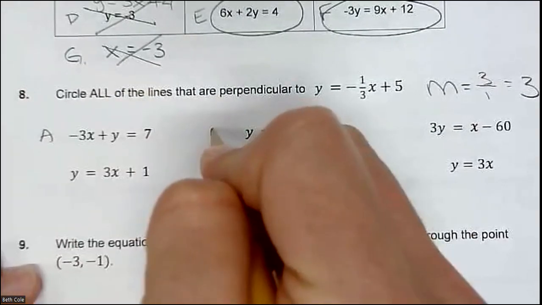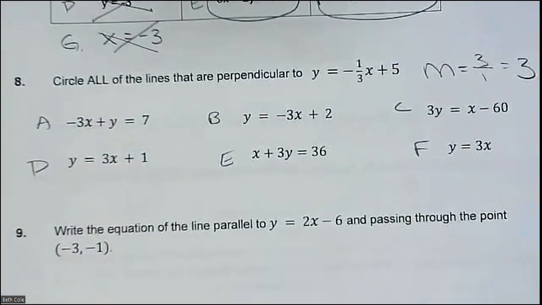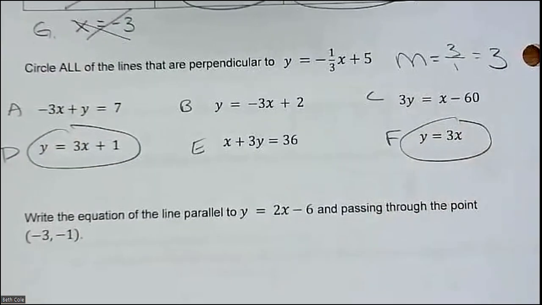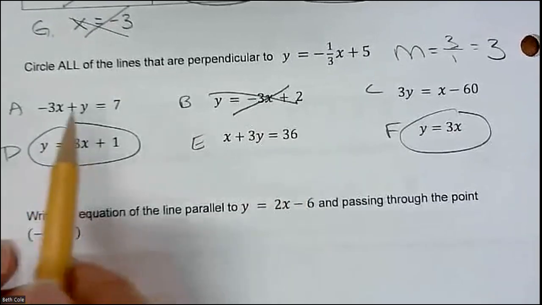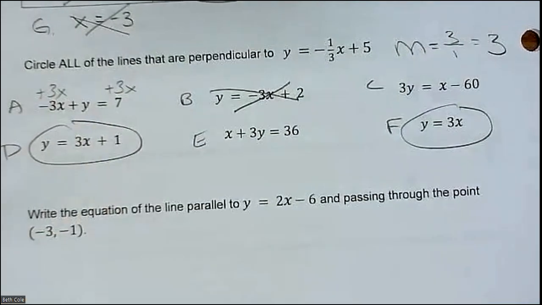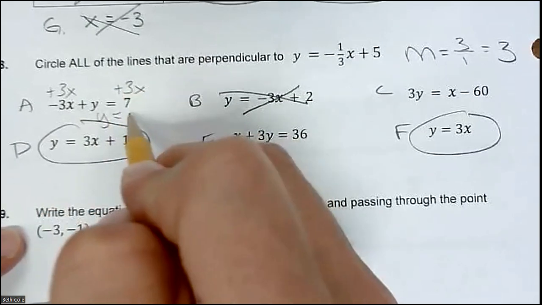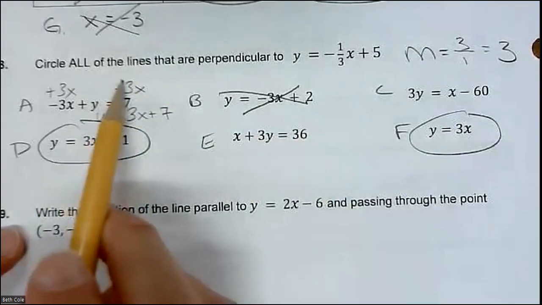Let me letter them again. So instead of being like that one, you can say a letter. Do you see any that would have a slope of 3? D has a slope of 3. We want that. Oh, F has a slope of 3. Do you see any that wouldn't be? B has a slope of -3, so we don't want that one. How about A? If you add over this 3x, because you have to get y by itself to be able to tell, well, it'd be y equals 3x plus 7. So is that a slope of 3? Yes, so we want that one.